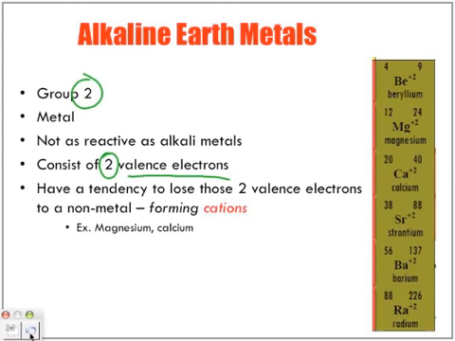Okay, well, like I said, a hint. 2 valence electrons that actually can be lost. They usually give them up. So if they lose electrons, as we said all metals do, they form cations. Okay, a couple of examples here. We've got magnesium and calcium. And notice the charge if you've got a good periodic table. +2 for all of these alkaline earth metals.